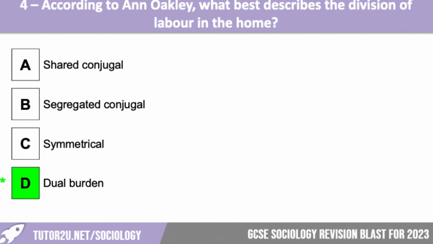Segregated conjugal means that they are shared, but there are specific roles that the man does and specific roles that the woman does. So, for example, women might do the housework, they might do the cooking, whereas men might do things like DIY, they might be responsible for taking the bins out, that sort of thing.